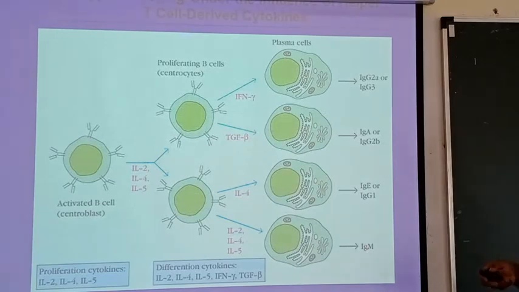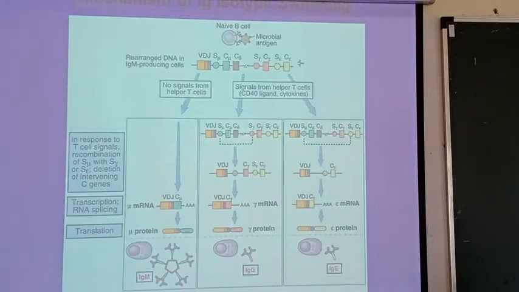Different types of cytokines are synthesized by the activated cell, called IL-2, IL-4, IL-5, interferon gamma, and TGF-beta. These play an important role in the defense mechanism. So how is this isotype switching carried out? Here there is recognition of the antigen by the B cell, a microbial antigen, DNA recombination, signaling by helper cells, and then synthesis of IgM antibody, IgG, and IgE.